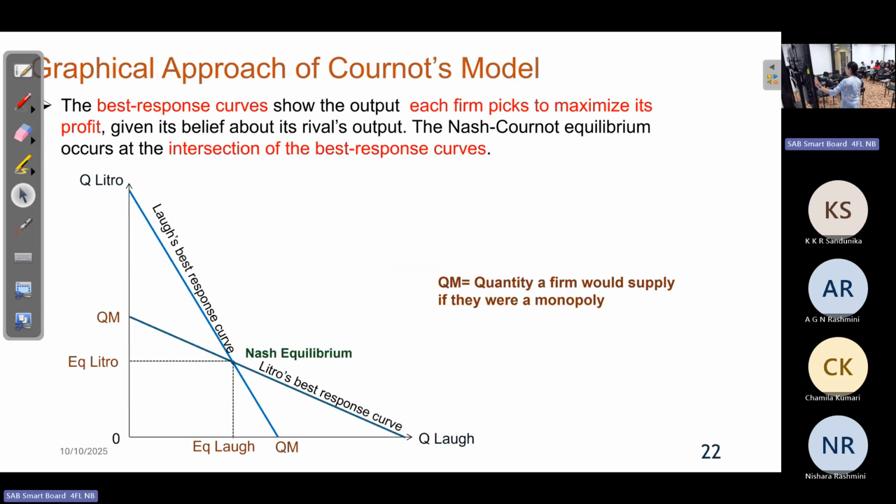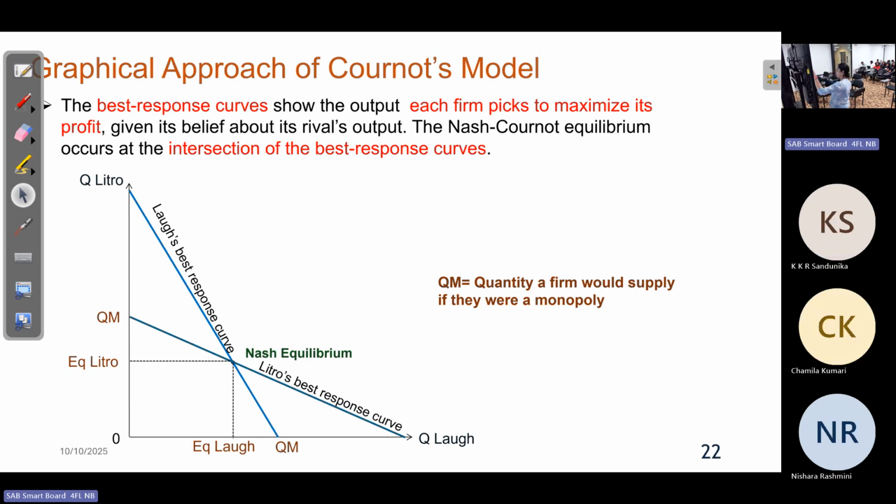Now, graphically, how do we find it? We draw both of the best response functions. Here we have the quantity of Love and the quantity of Litro. Litro was firm 1, right? So we put the firm 1 quantity here and the firm 2 quantity here. Draw both best response functions, and where the two intersect is the equilibrium.